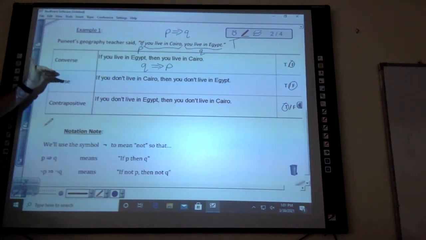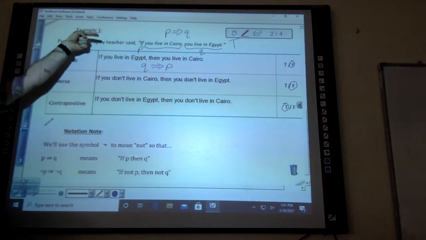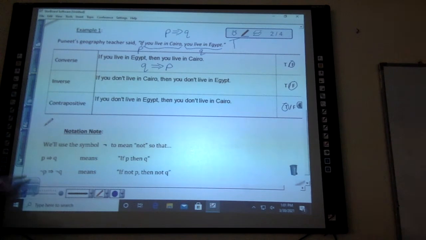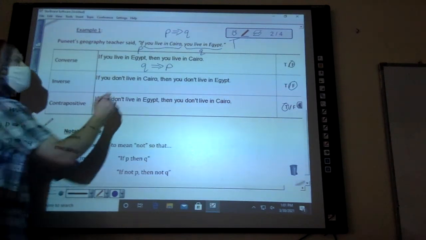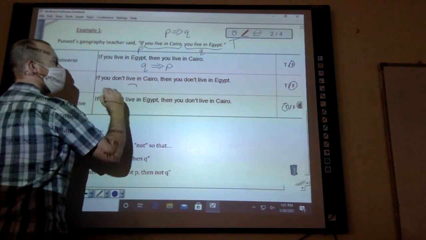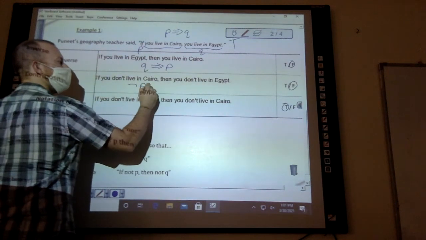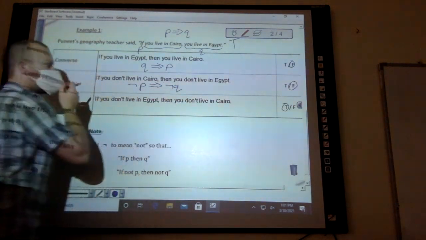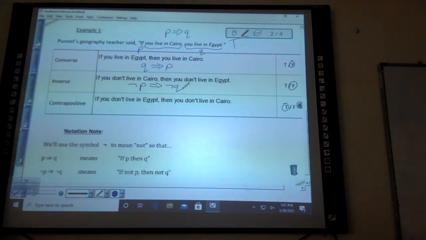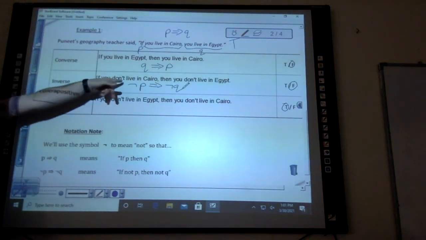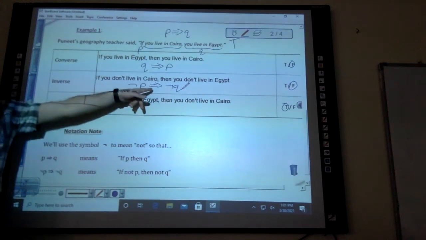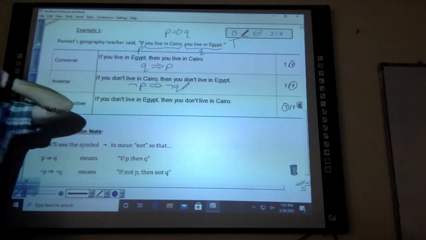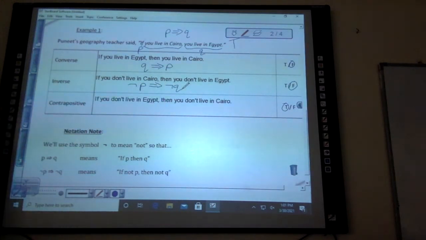If I do the inverse, it's the same as the original, except I'm making it negative. So negative is this weird sideways L thing. So it goes not P implies not Q. The sideways L thing just means not. So it means if not P, then not Q. It's kind of like a minus sign with a little tail on it. You can think of it that way.